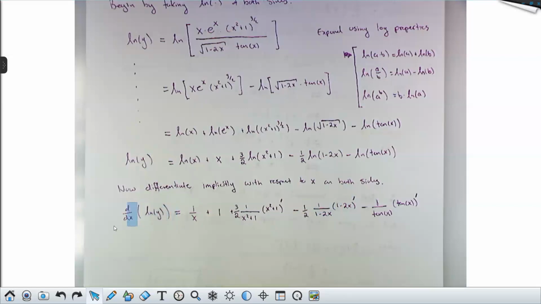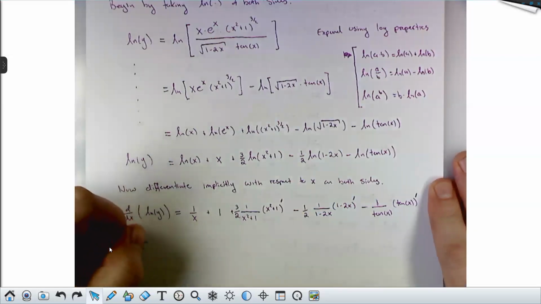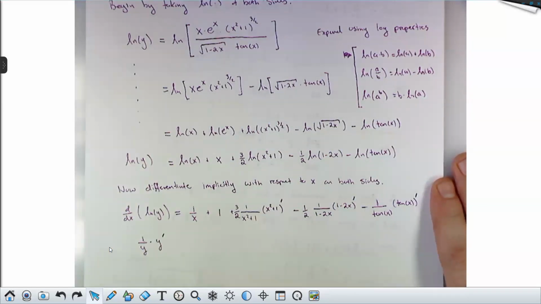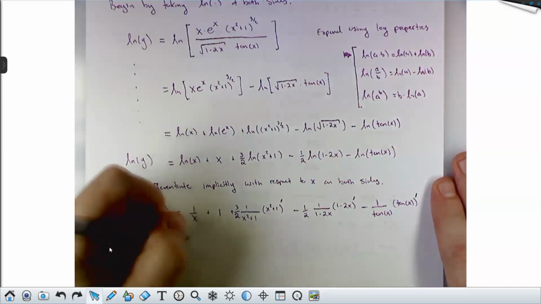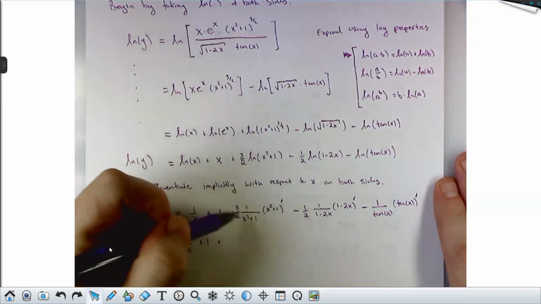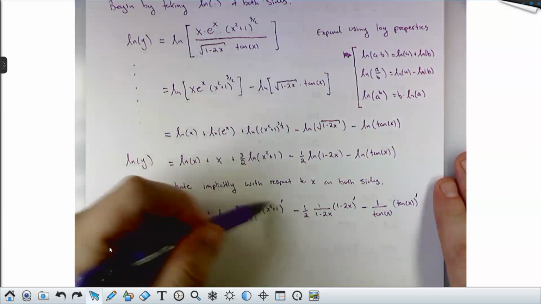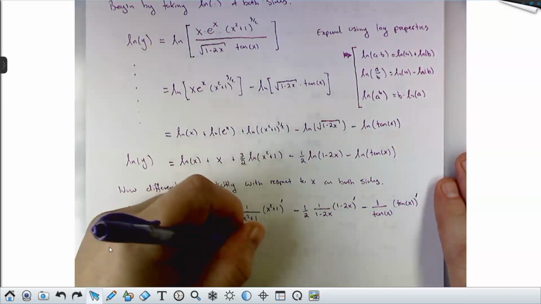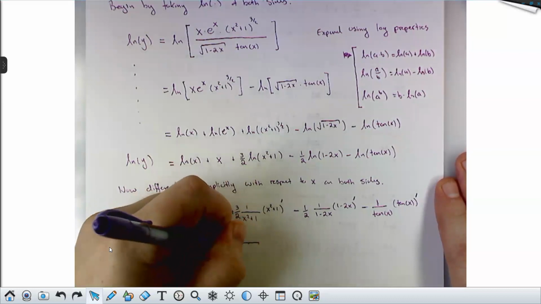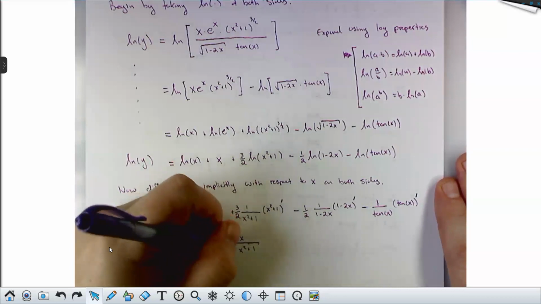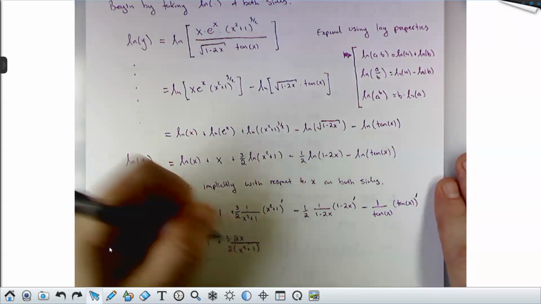On the left-hand side, I haven't taken this derivative yet, right? d/dx of ln y would be 1 over y times y prime. And now I'll come through the right-hand side and start cleaning things up. I've got 1 over x plus 1 plus 3/2 times 1 over (x squared plus 1) times the derivative of x squared plus 1. Well, the derivative of x squared plus 1 is 2x. And x squared plus 1 is still downstairs. And the 3/2 is there. I'll write that as 3 upstairs, 2 downstairs.